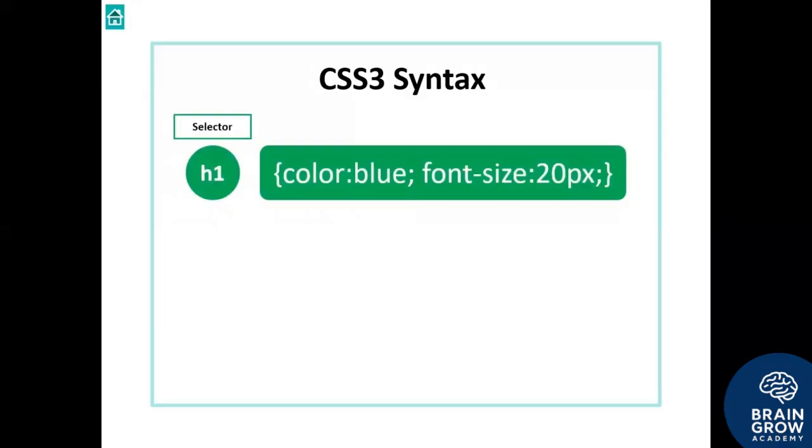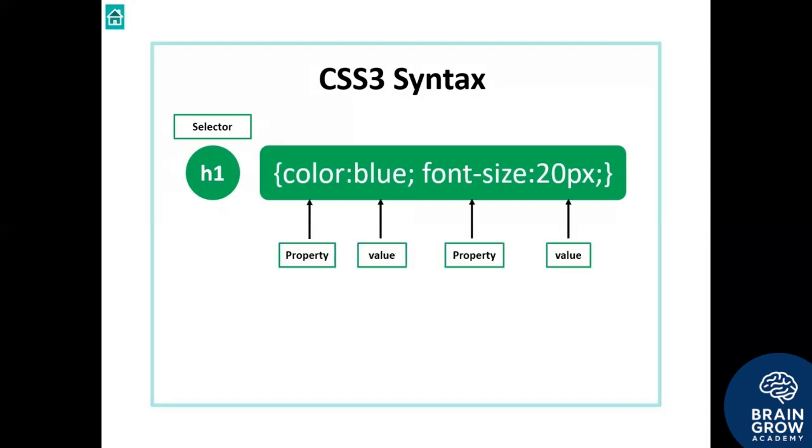Okay, so let's now talk about the syntax of CSS. It consists of a selector, properties, and their corresponding values. For example, we have h1, we open the curly brackets, color, colon, blue, semicolon, font-size, colon, 20px, semicolon, and we close the brackets. The HTML element here is h1, and that is the selector. Then we add two properties, as you can see in front of you. The properties in this case are color and font-size.